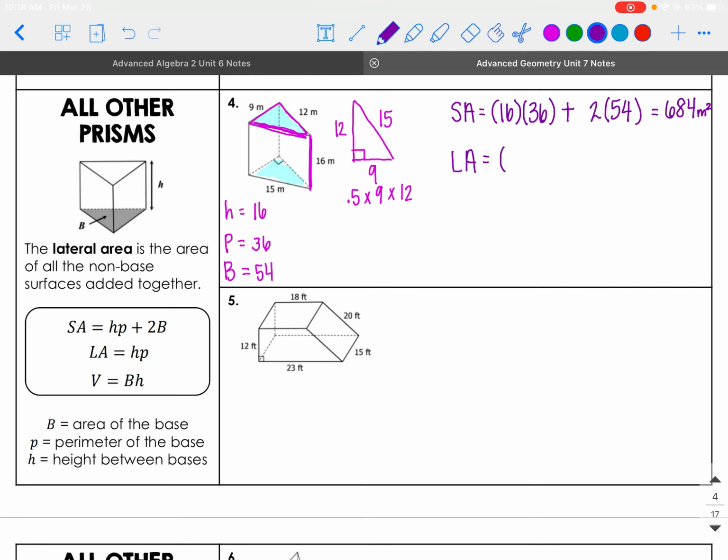The lateral area, that's just the HP. So it's without the area of the bases. And this is 576 meters squared. And then the volume is the area of the base times the height of 16. So 54 times 16 is 864 meters cubed.